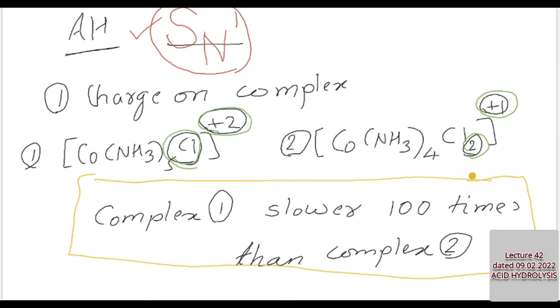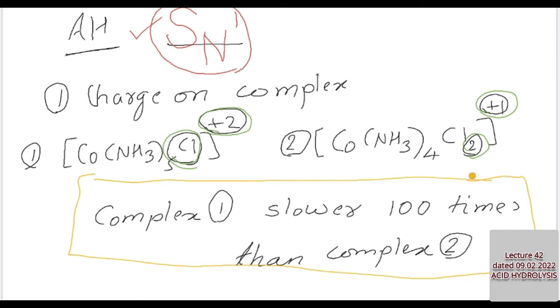Complex number 2 also is 6 coordinated. Any other answer? I give you a hint. We are removing the chloride ion. The charge on the first complex is more than on the second. It is true, but what happens because of that? If the charge is more, then what will happen? The ligands are strongly held by the metal ion.